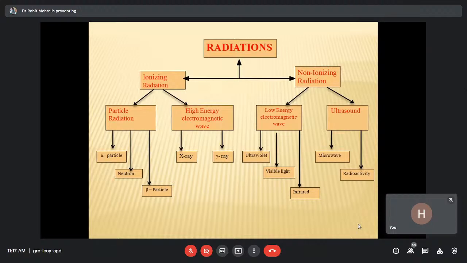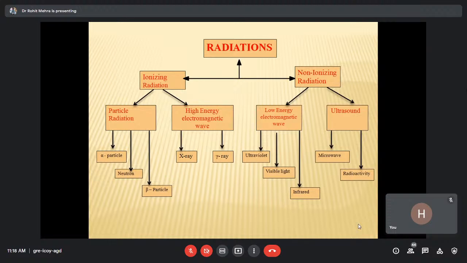So for ionizing radiations, I think you all are aware of the phenomenon of ionization, because you are all, I feel, science students. Ionization is a phenomenon which is basically caused by charged particles, and they transfer their energies to some of the materials on which they fall, and they ionize them to make ions. So they are further categorized into particle radiations and high energy electromagnetic waves. Similarly, non-ionizing radiations are low energy electromagnetic waves and ultrasounds. And further, the ionizing radiations include alpha, beta, gamma, and neutrons.